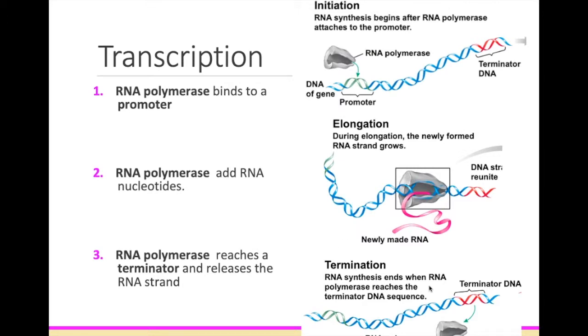Eventually, we get to the end of the gene. It has a terminator sequence, like this in red. The terminator sequence tells my polymerase that the gene is done. We've copied everything we need to copy to make the protein we want to make. So once the RNA polymerase reaches the end, it breaks off of the DNA and releases the mRNA strand into the nucleus.